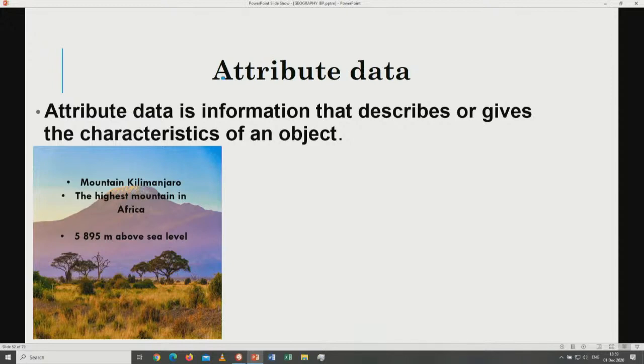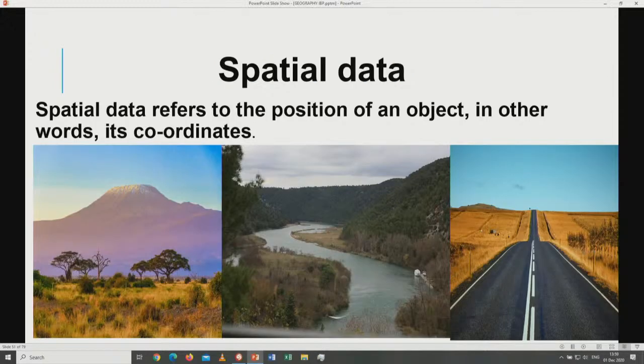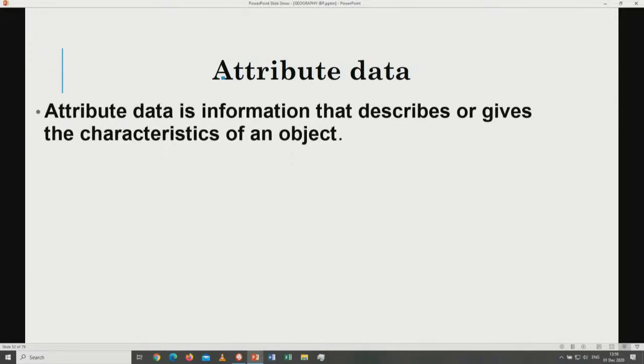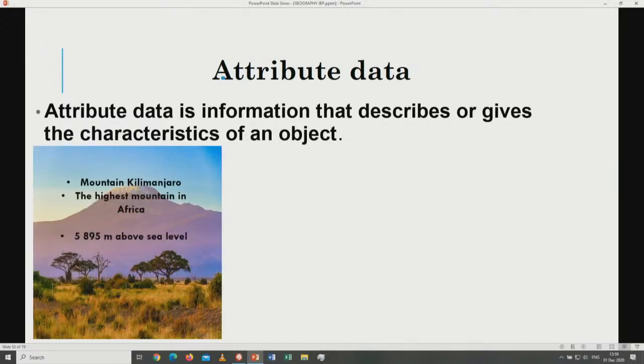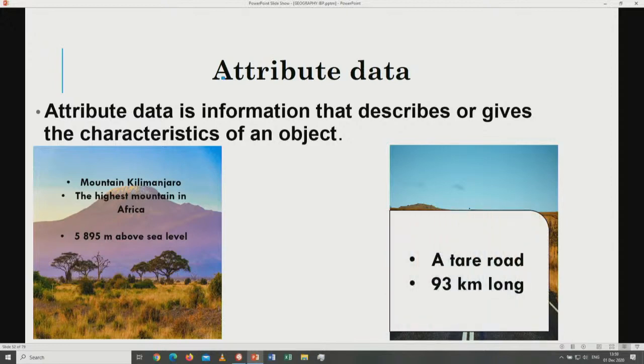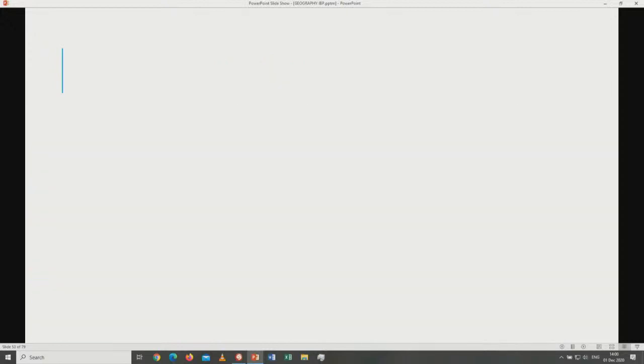You see, I said to you, spatial data is just there in space, it exists. But on attribute, I'm giving a description, I'm giving characteristics. It's a mountain, Kilimanjaro, highest. This is a road, spatial. But once I say the road is a tar road, 93 kilometers long, I'm giving an attribute of that object, of that road. So grade 12, it is very important that you understand the difference between the two.